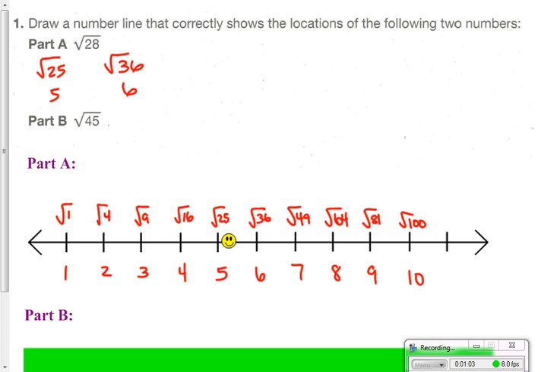So here's what your number line should look like. The plot there would identify the square root of 28. The square root of 28 is closer to the square root of 25 than it is the square root of 36. And again, this is just approximation.